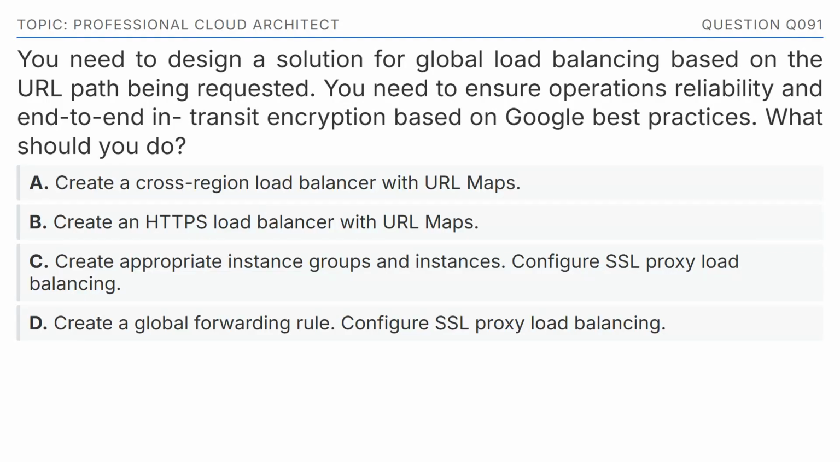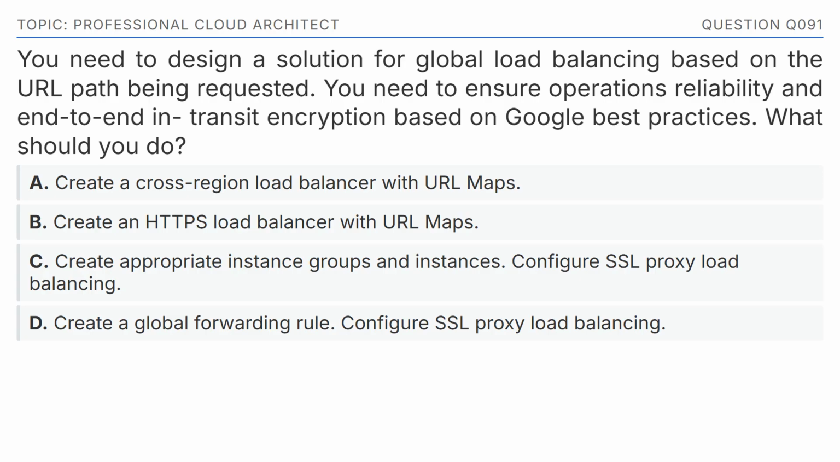You need to design a solution for global load balancing based on the URL path being requested. You need to ensure operations reliability and end-to-end in-transit encryption based on Google best practices. What should you do? The options are: Option A, create a cross-region load balancer with URL maps. Option B, create an HTTPS load balancer with URL maps.